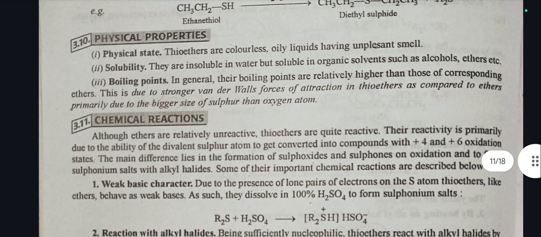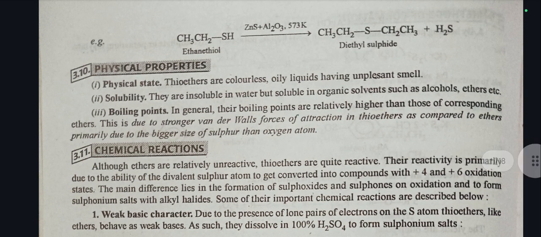Physical properties: thioethers are colorless, oily liquids having an unpleasant smell. Solubility: they are insoluble in water but soluble in organic solvents such as alcohols, ether, etc. Boiling point: in general their boiling points are relatively higher than those of the corresponding ethers. This is due to stronger van der Waals forces of attraction in thioethers as compared to ethers, primarily due to the bigger size of the sulfur atom than oxygen.